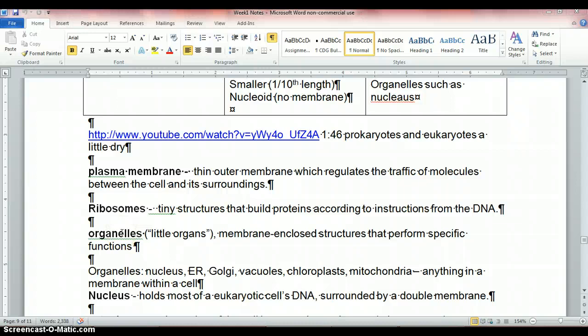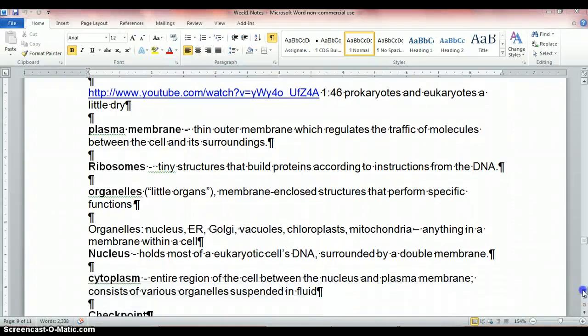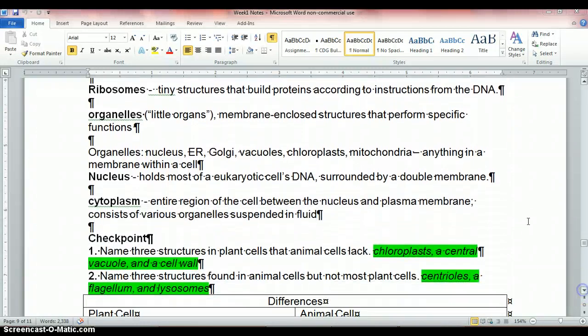Organelles, you're going to have a DQ on this. Those are membrane-enclosed structures that perform specific functions. So we call them little organs. They're like the organs of your body, they're the organs of the cell, okay? And it lists some various organelles: ER, Golgi, vacuoles, chloroplast, mitochondria, anything with a membrane.